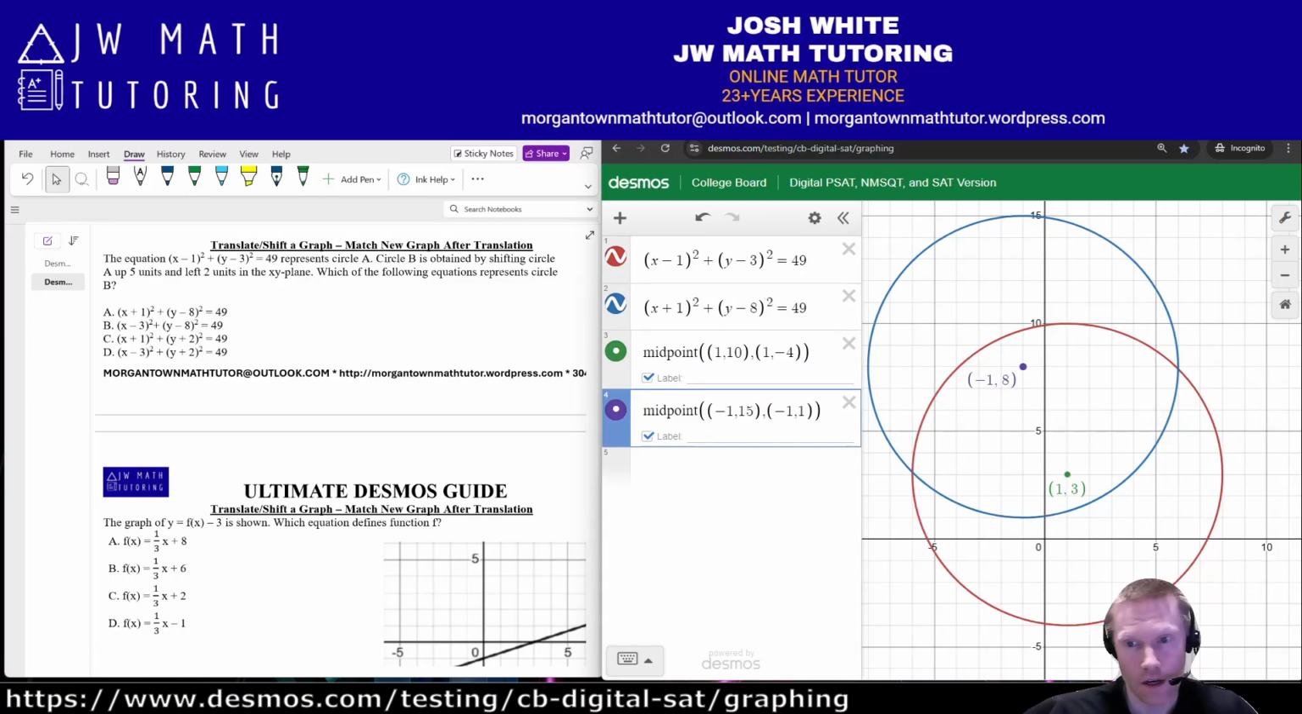Let's label that. Okay, so we can clearly see here it's gone up 5 units from 3 to 8, and it's gone left 2 units from 1 to -1. So if you want to take the time to do this just to confirm, it's a little easier to see visually because now you have the coordinates of the points. You can do that as well for a problem dealing with circles.